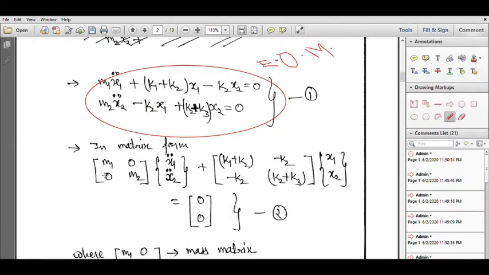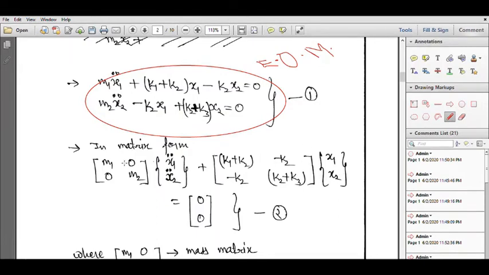I have taken the matrix in the form m1 0 0 m2. Then I have multiplied this matrix with a column matrix of x1 double dot, x2 double dot. It's a column matrix of 2 cross 1. So if we take the product, this is 2 cross 2, this is 2 cross 1, the product will be a 2 cross 1 matrix. So again you are going to get the same thing, this one. This is m1 into x1 double dot plus 0, and here it will be 0 plus m2 into x2 double dot, and this has to be added with the product of these two matrices.